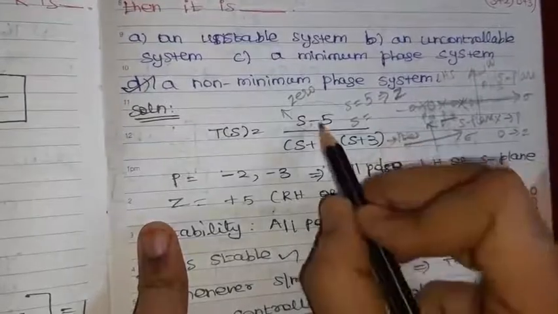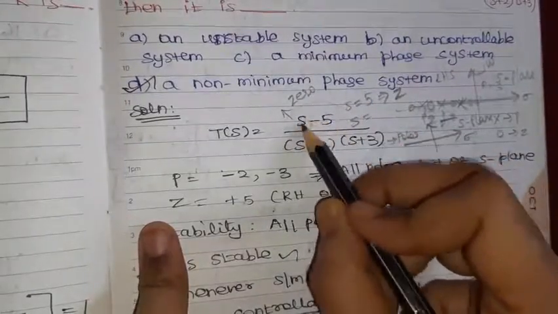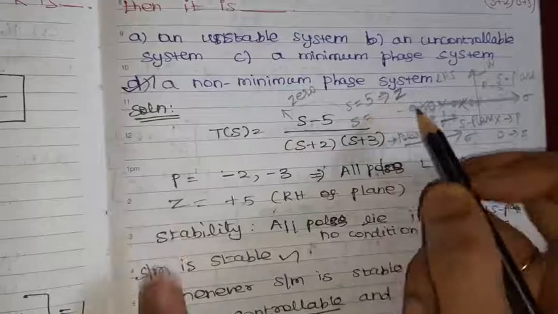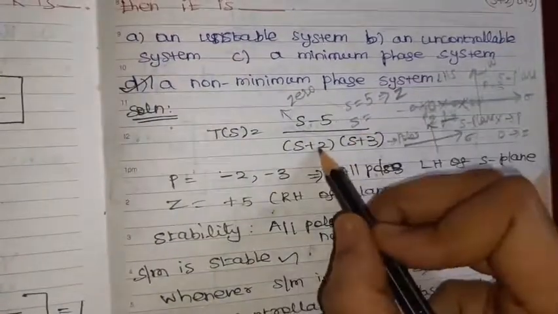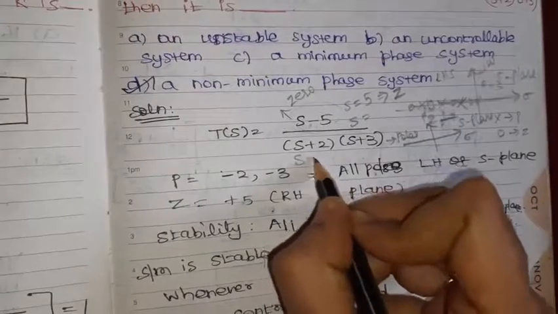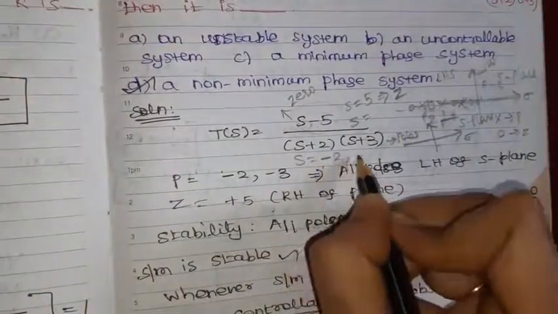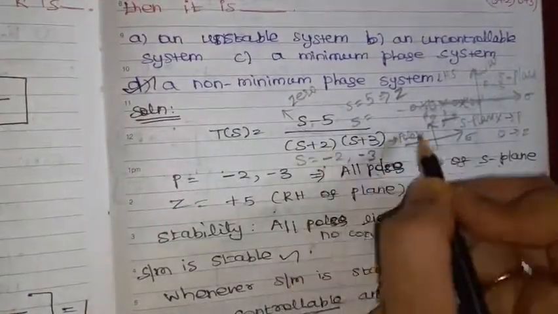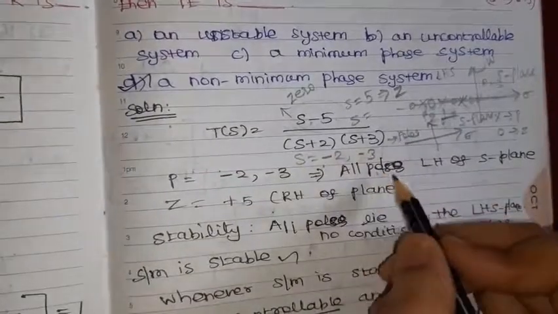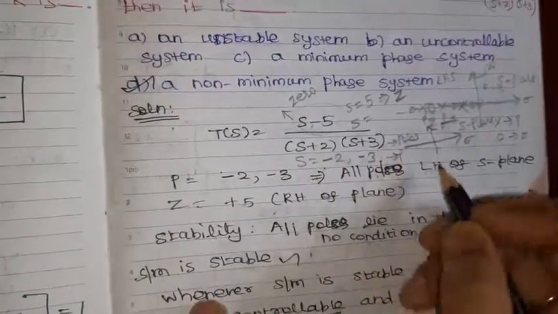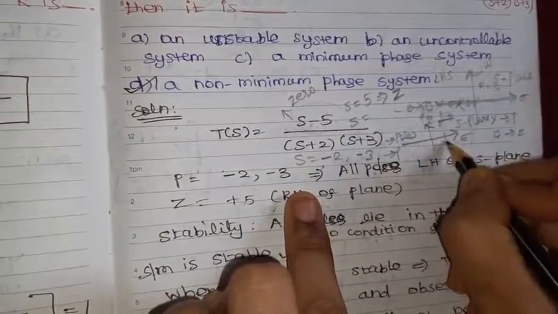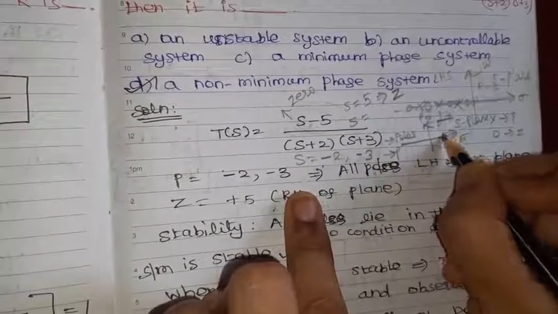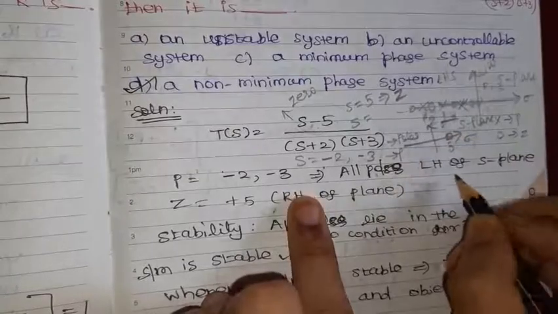Okay, so S minus 5 equal to 0. What is S? S equal to 5. So 0 location, 0 at plus 5. Then in the denominator, S equal to minus 2, minus 3: S plus 2 equal to 0, this is pole location. So S equal to plus 5, it is a plus 5. So there is a 0 at plus 5.